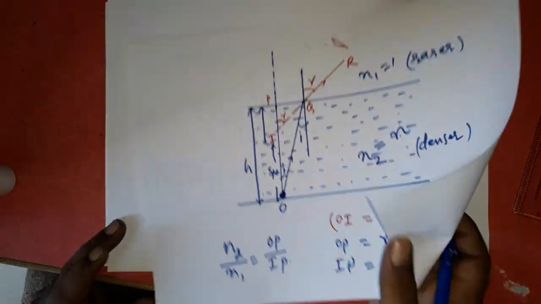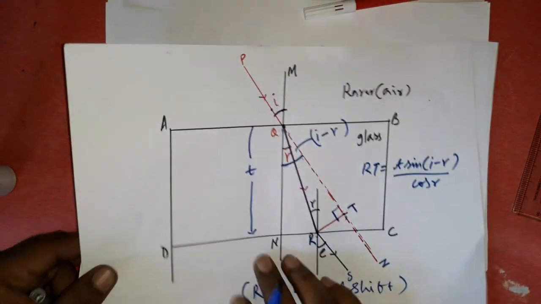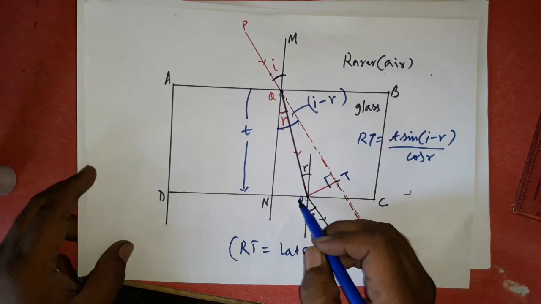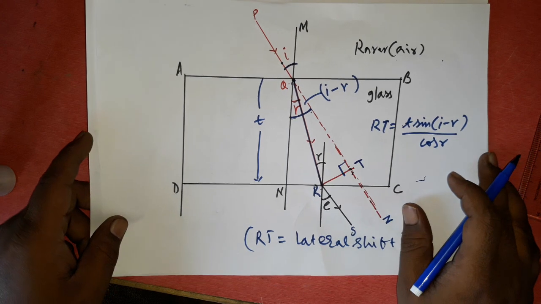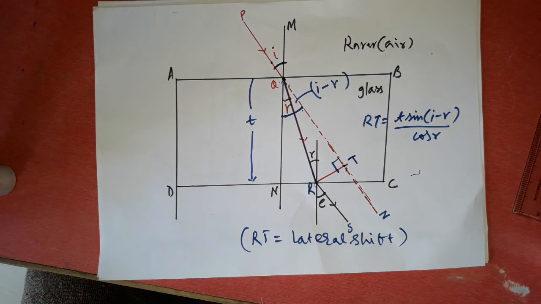Okay, these are the two important observations that we'll make. The shift along the normal is called normal shift, and if the incident ray is shifting laterally like this, it is called lateral shift. Remember both the observations and formulae. Some problems we'll solve in one more video.